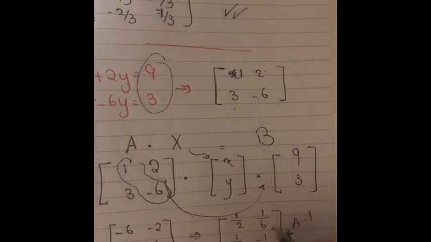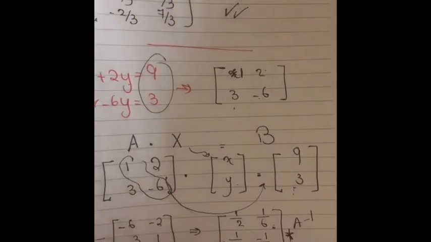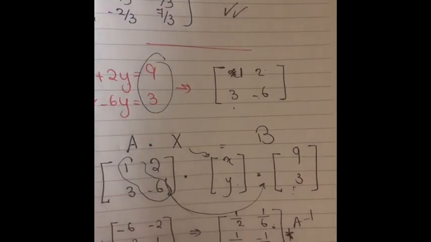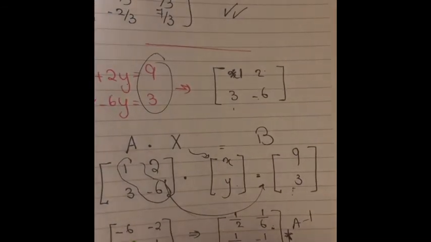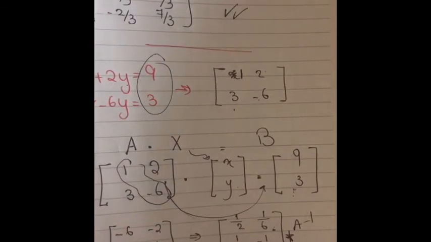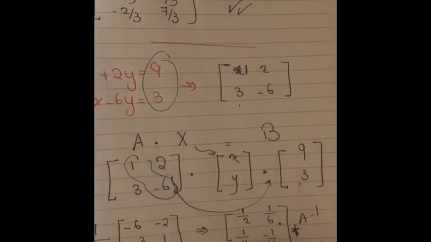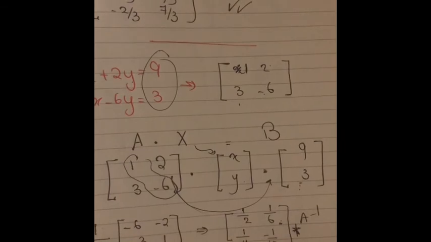If I multiply the inverse by the answers, I'm going to get x and y. How? 1 over 2, 1 over 6, 1 over 4, negative 1 over 12 times the answers, and not the opposite, because if I switch places I will not be able to get an answer. This is a 2 by 2 and this is a 2 by 1. I cannot put the 9 and 3 at the beginning. Okay, so I'm going to get an answer that's a 2 by 1.